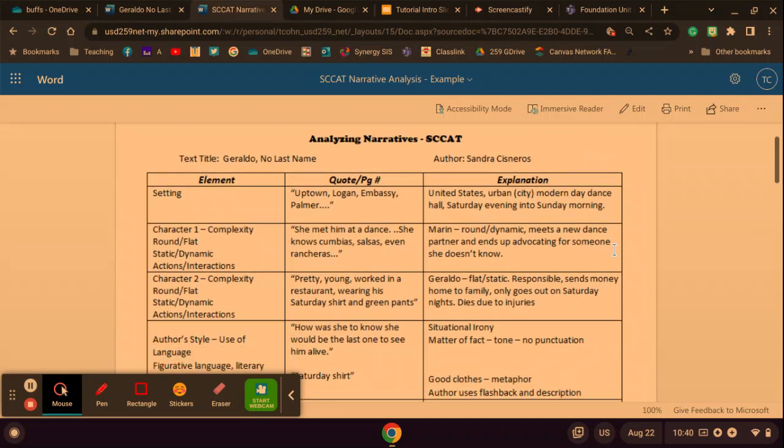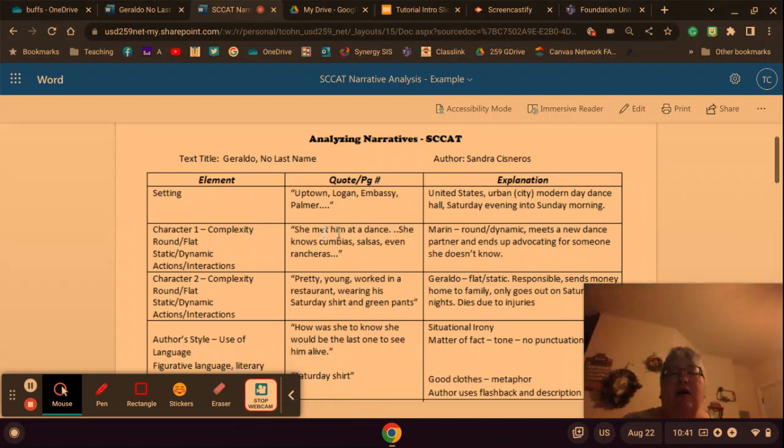Character 1. Look at their complexity. Is it a round character or a flat character? Round character meaning you know a lot about them, or is a flat character, person just in the background? Static character is a character who doesn't change and remains the same. A dynamic character changes throughout the story, sometimes dramatically. And then you want to make sure that you show all of the actions and interactions.